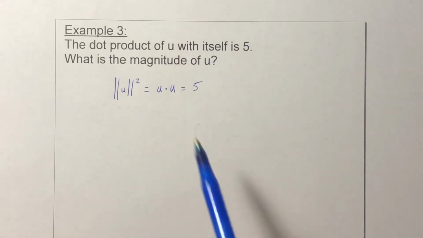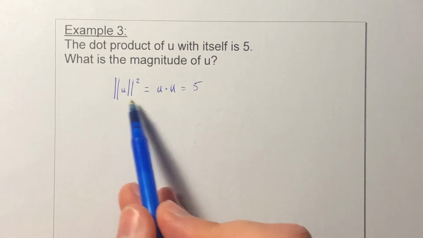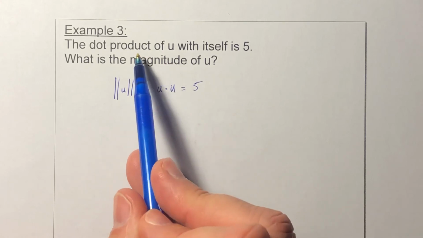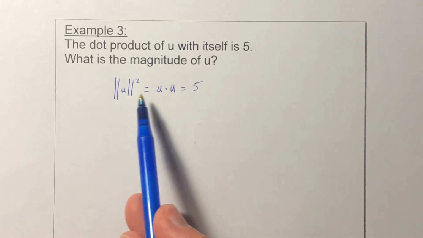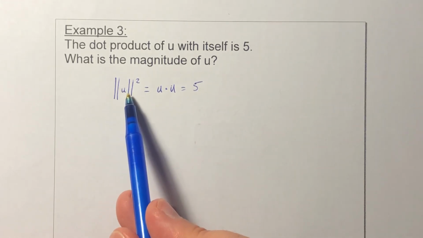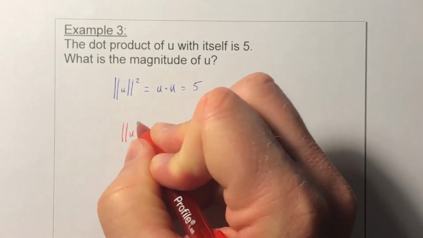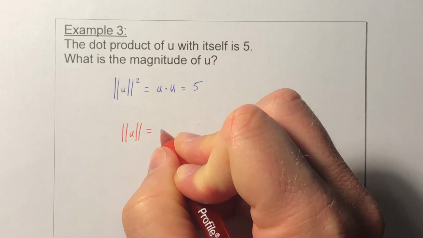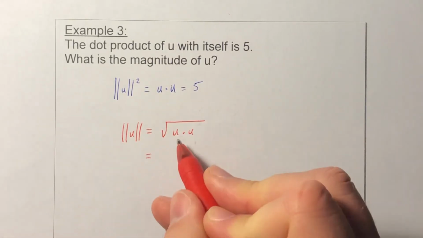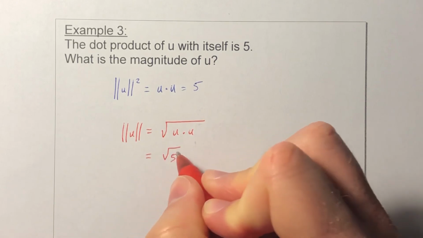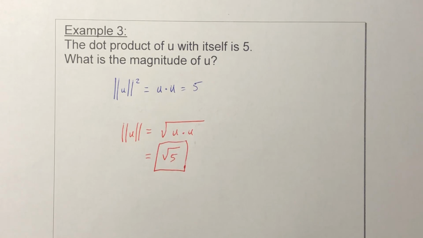Now, if we want the magnitude, remember the magnitude is just this without the exponent 2. So we're going to use this to help us out. The dot product of u with itself, u times u, is 5. U times u is equivalent to the magnitude squared. So if we just do the magnitude of u, recall from last lesson, it's the square root of u times u. Well, u times u is 5, so we end up with the square root of 5. There's your answer.